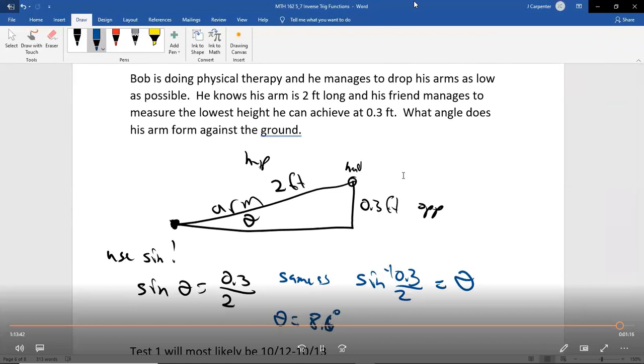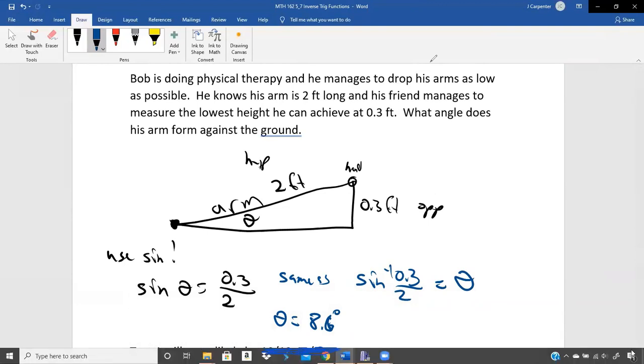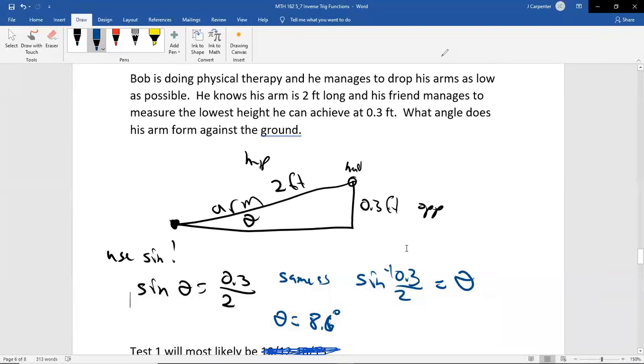It's not always use an inverse sine or a sine. If I had given you the opposite and the adjacent, you'd use a tangent. If I had given you the adjacent and the hypotenuse, you'd use a cosine. Don't use the other three because there are no inverse buttons for the other three. There's only inverse buttons for sine, cosine, and tangent. So again, that was in 5.2 or 5.3.